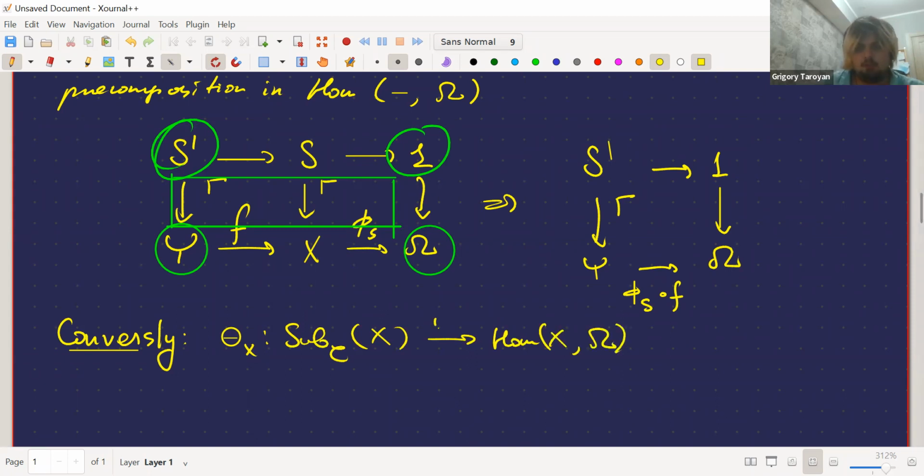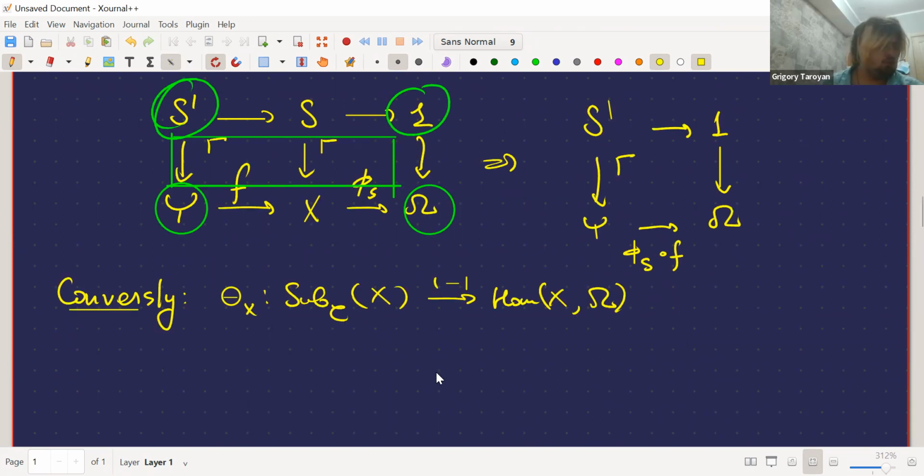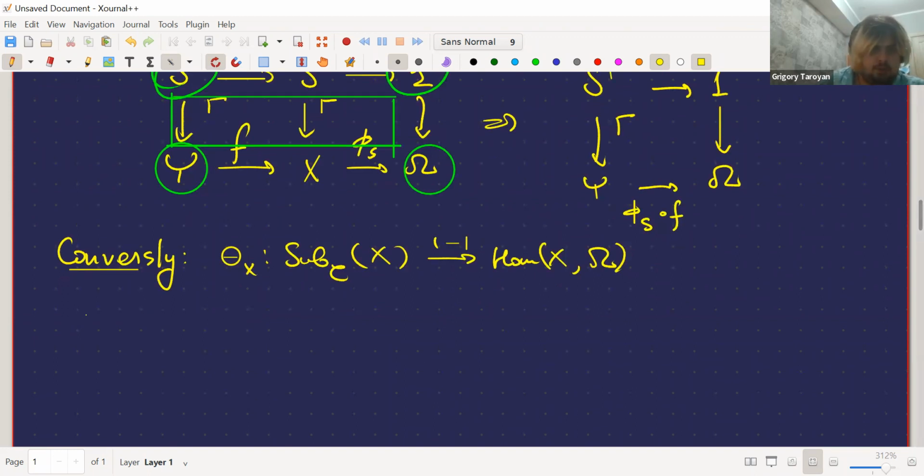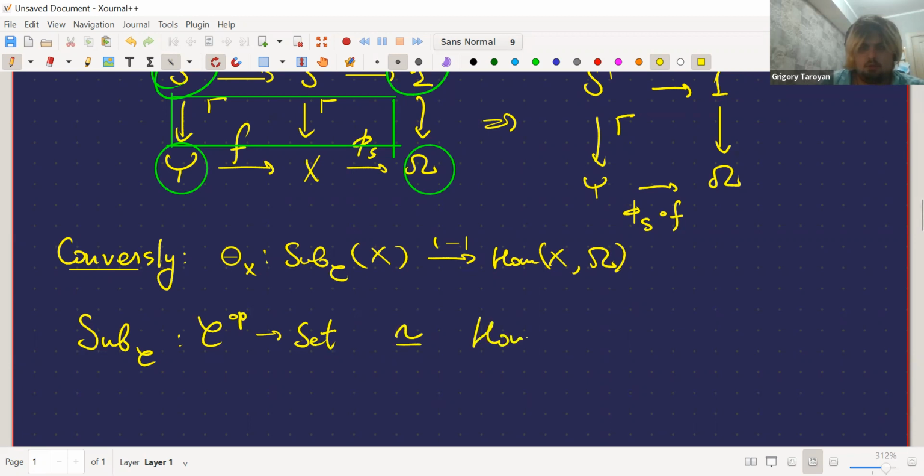To assume that we have such a bijection, which is natural in X, then we want to construct a subobject classifier. So how do we do this? Well, first of all, note that we have an isomorphism of functors. So we have a functor from C^op to sets, and this functor is isomorphic to the representable functor, also from C^op to sets, given by this.